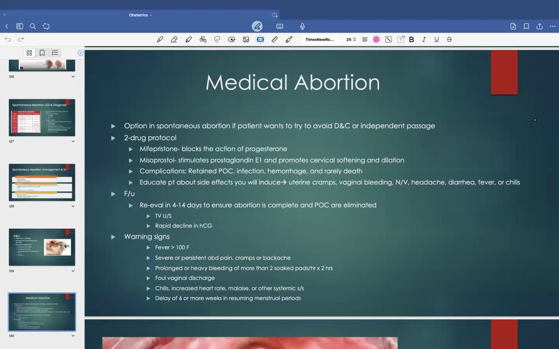You should also be concerned if their period does not come back, if it is delayed 6 or more weeks. There may be products of conception. There may be something else going on that needs to be evaluated. That is a warning sign.